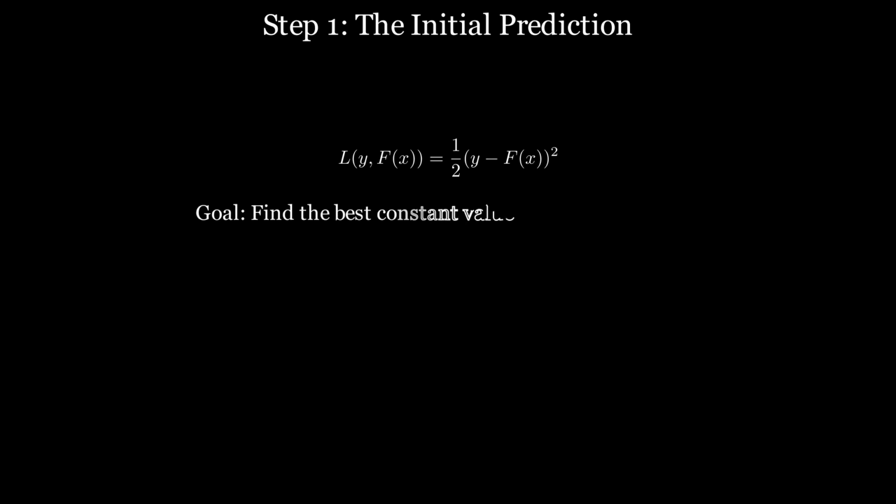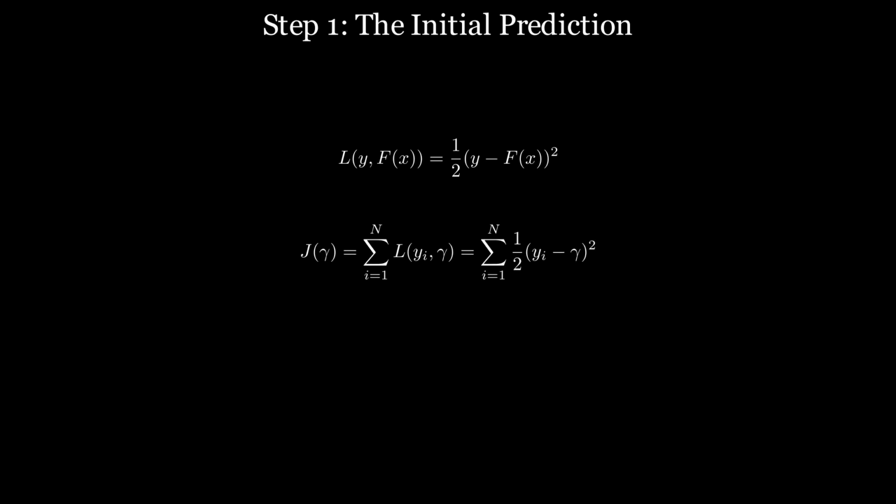We start with the simplest possible model, a single constant value, which we'll call gamma. This is our initial model, f0. We want to find the gamma that minimizes the total loss over all n data points. Let's call this total loss j of gamma.